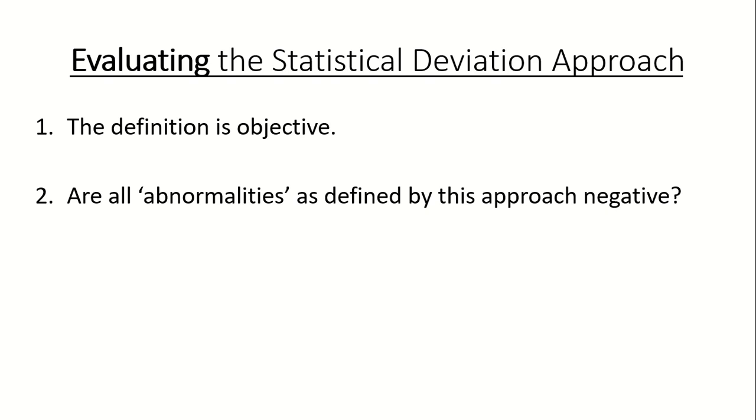However, the other end of the scale is those individuals with exceptionally high IQ scores that might not require any intervention whatsoever. So statistically, they're considered to be abnormal, but it's a positive abnormality which requires no intervention. This approach doesn't consider the fact that some statistical deviations are actually positive and not negative and are a good thing that require no intervention whatsoever.